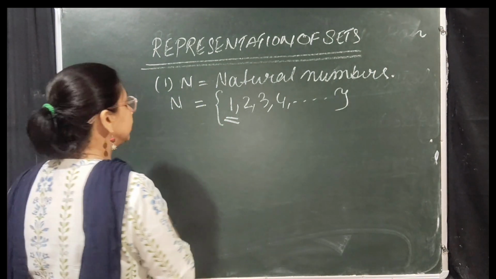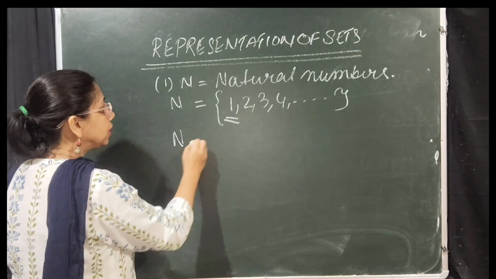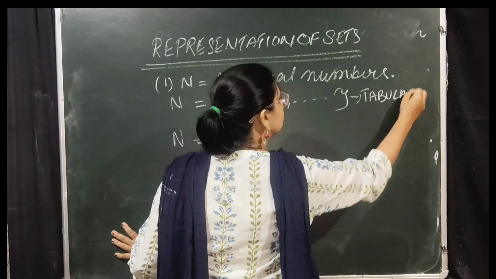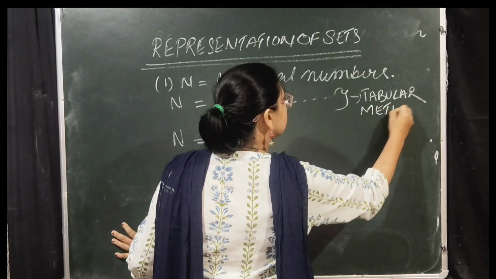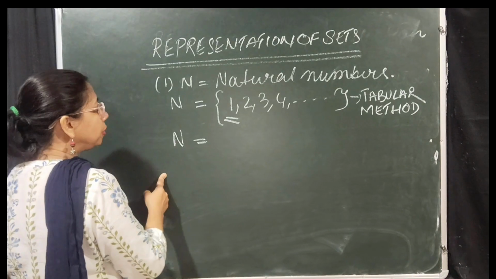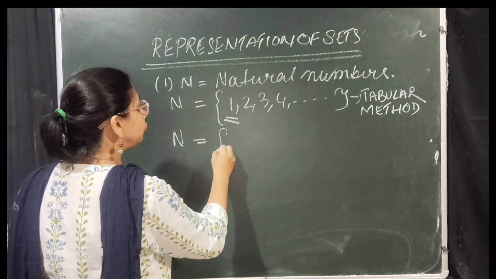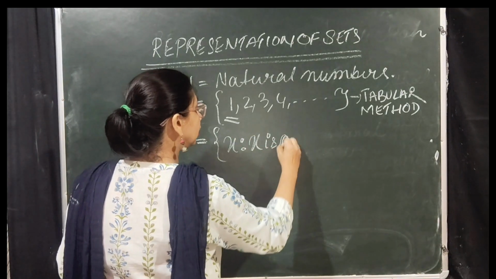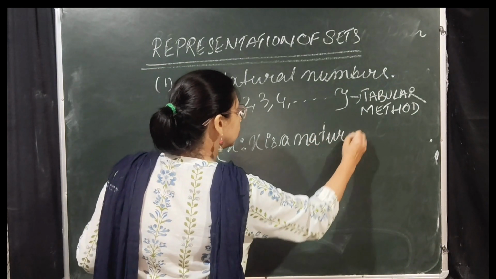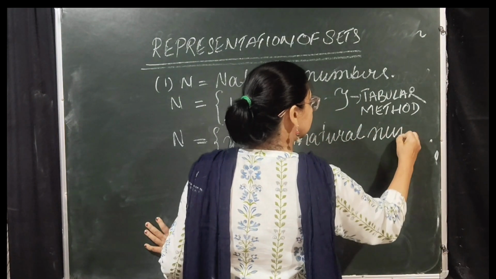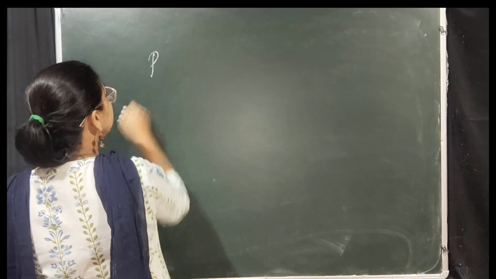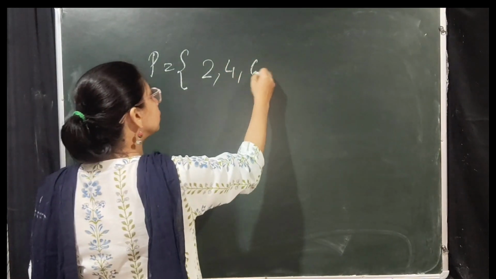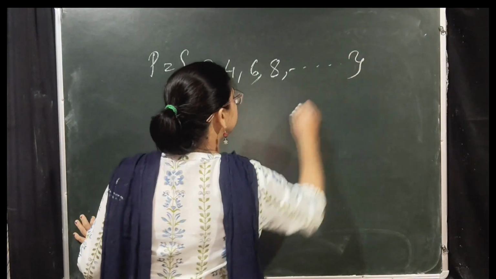Now, if I have to write down this set in set builder form, because this is the tabular method, what will be the set builder form or rule method? We write it in this way. x such that x is a natural number. Suppose P is a set where P represents 2, 4, 6, 8, 10 and it goes up to infinity, as tabular method.